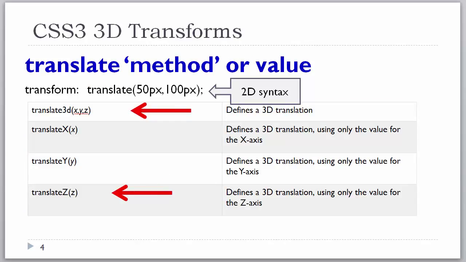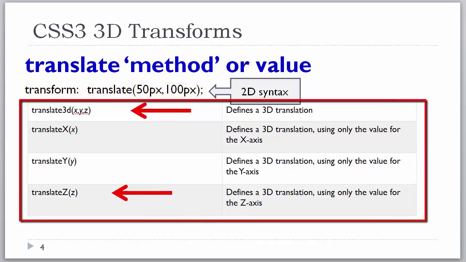So let's take a look at the translate method or value of the transform property. Notice the 2D syntax, and now the 3D syntax is adding some additional values. So we have translate3d, translateX, translateY, and translateZ. So we can manipulate the container in different ways.